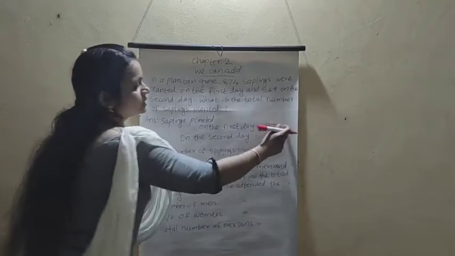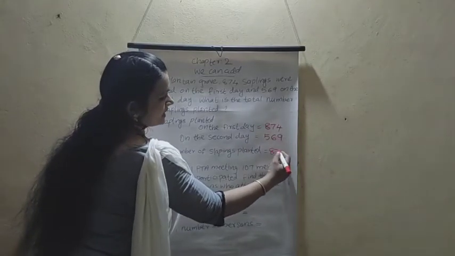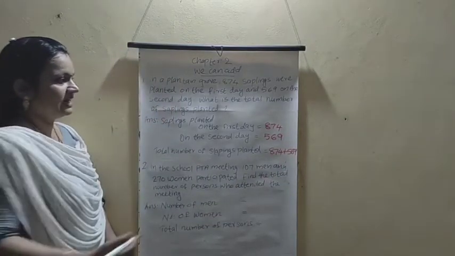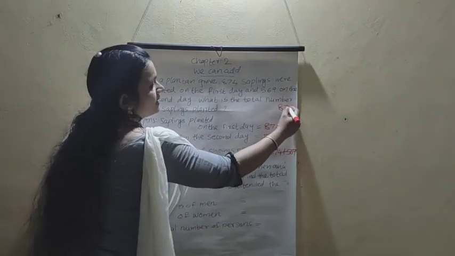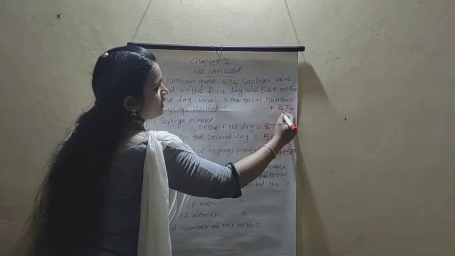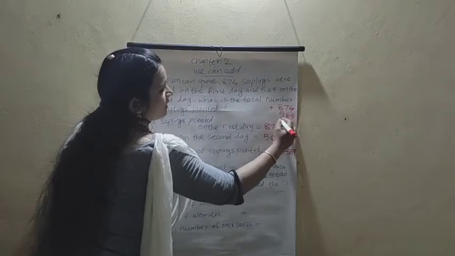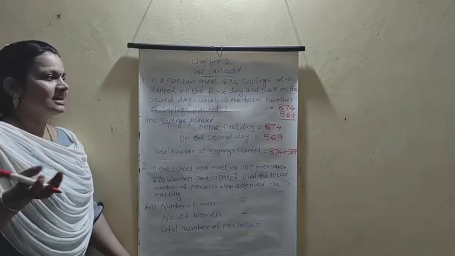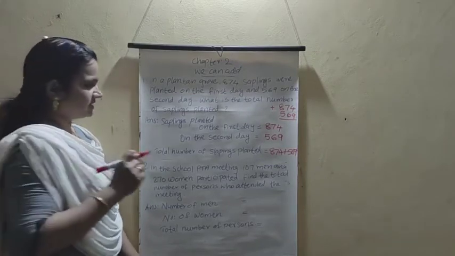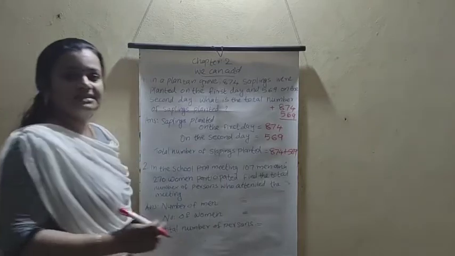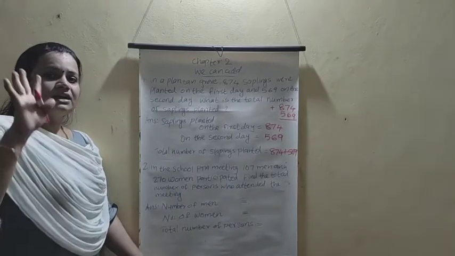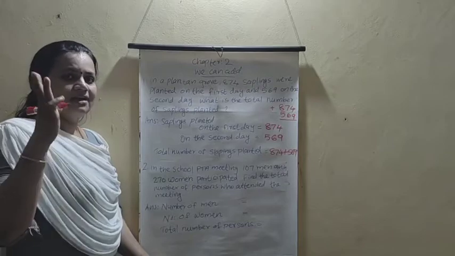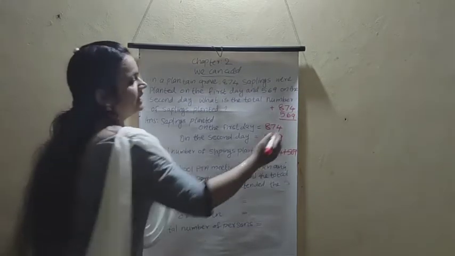Then you add these two numbers, 874 plus 569. Do you know three-digit addition? Yes, starting from the ones place. Then 9 plus 4, what is the answer? 9 plus 4. Take 4 fingers in your hand. Count after 9: 10, 11, 12, 13.